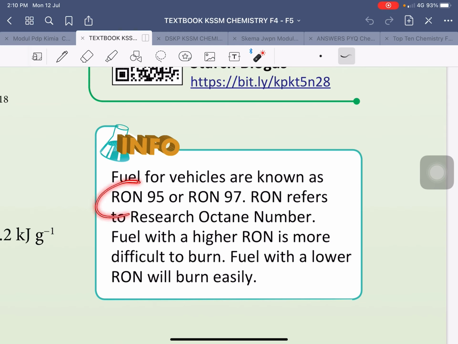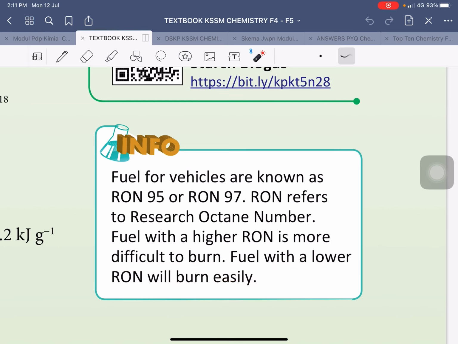Don't be unaware of what RON is anymore. All this time, if you follow your parents and go to fill up petrol, you will see RON 97, RON 98. So fuel for vehicles are known as RON 95 and 97. RON refers to research octane number. Fuel with a higher RON is more difficult to burn. So fuel with a lower RON will burn easily.